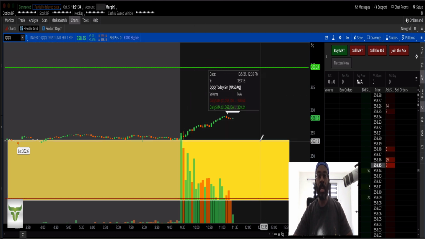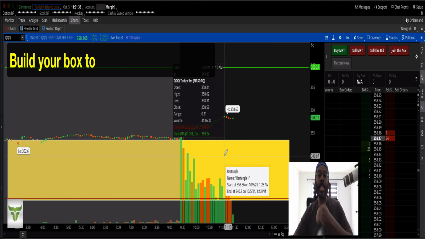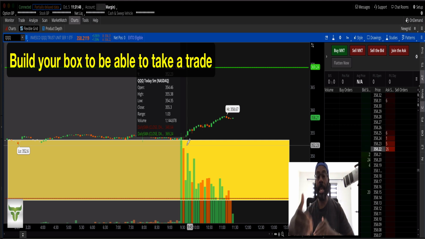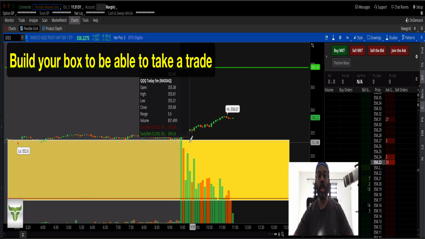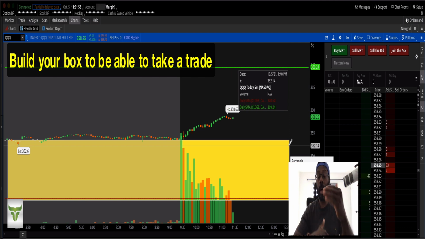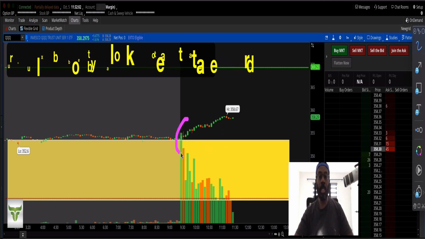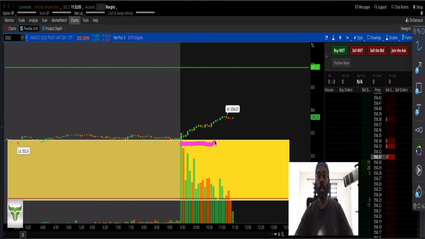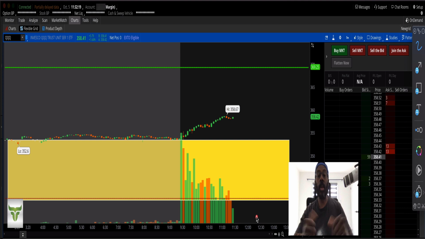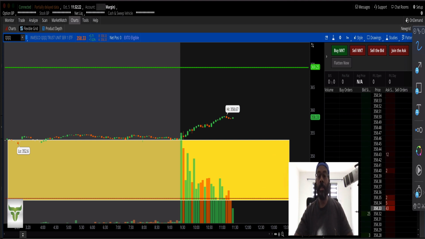So I'm doing a little bit of a box. What this basically is right here is a box from yesterday's close, yesterday's high, the low, and today's open. So I drew out a box. This lets me know that if equity opens up above this box, then I'm going long, right? If it opens up in this box, I ain't taking a trade. If it opens up below this box, then I'm going short, right? So it's very simple, very self-explanatory. It's not rocket science.